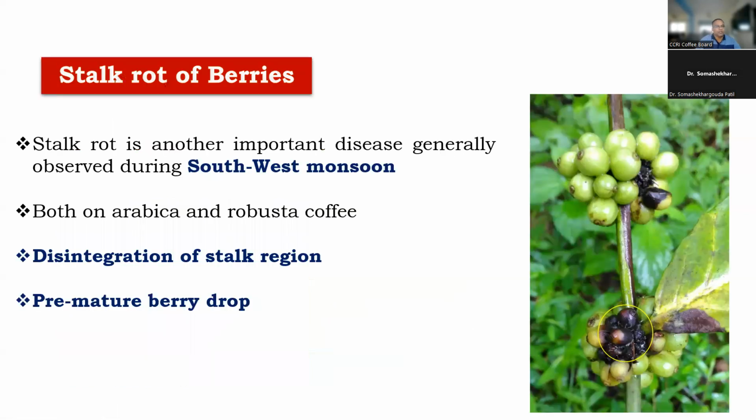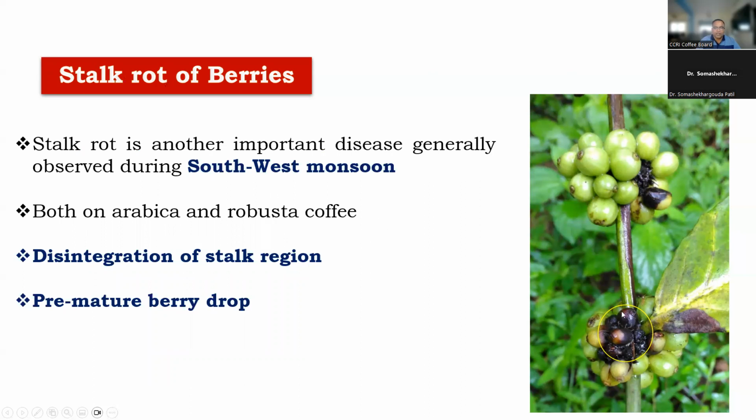Another disease is the stalk rot of berries seen in coffee. It is also usually seen in the southwest, wherever the southwest monsoon influences South India. This disease is seen in both Arabica as well as Robusta coffee.